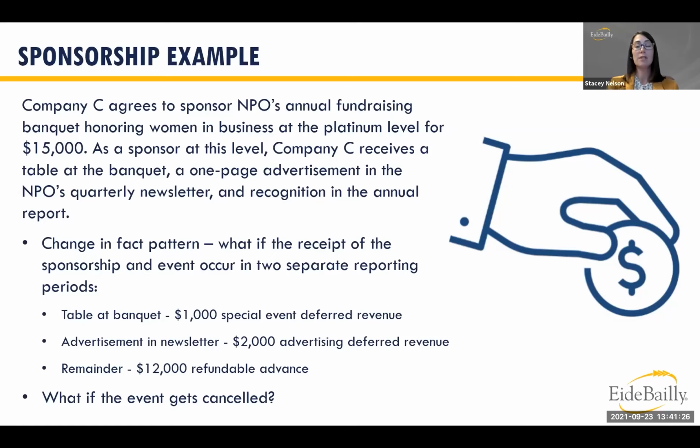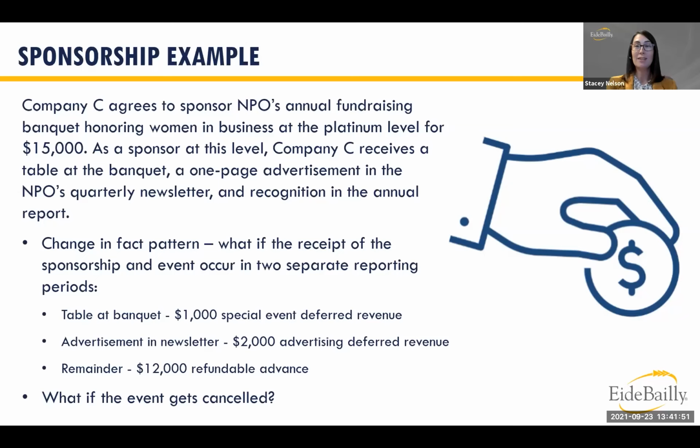So in that case, the table at the banquet, that $1,000 of special event, that's going to be recorded as deferred revenue in December when it's received. Similarly, the advertisement in the newsletter would be deferred revenue as well. The $12,000 of contribution would be considered a refundable advance because that is conditioned upon that event actually happening.